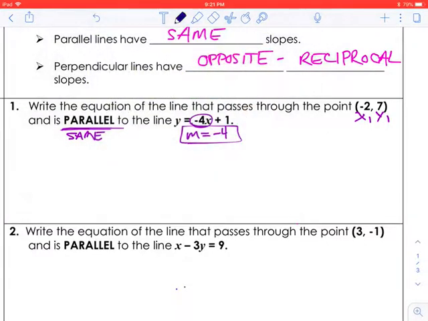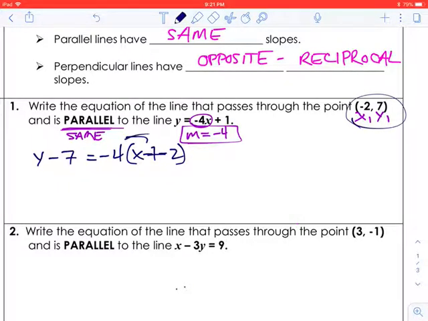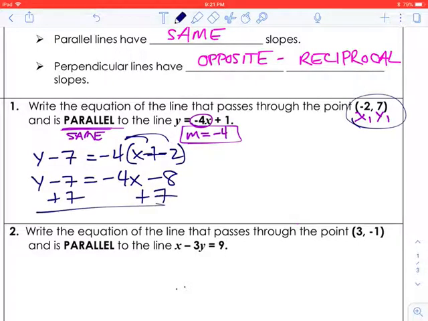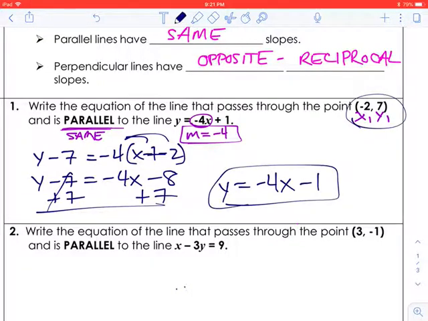But in this case, I can go ahead and find the equation. So y minus the y value, so 7, equals -4 for the slope, x minus -2, which becomes +2. And then it's the exact same thing we were doing in the last chapter. So y minus 7 equals -4 times x, -4 times 2 is -8. And then get y by itself. And so we get y equals -4x minus 1. And there we are.